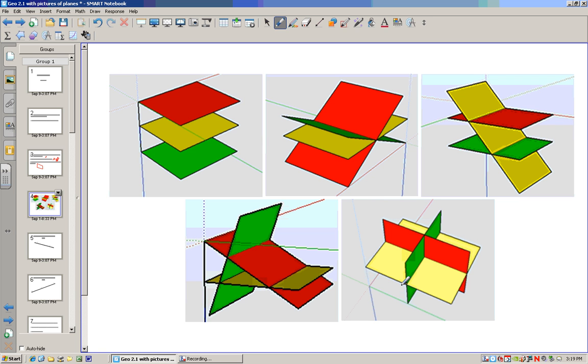Here are some pictures of a plane. We would call these first objects parallel planes because they never intersect each other. Here are some planes that are intersecting at one line. Notice when two planes intersect, they don't intersect at a point. There will be an entire line like this right here that they intersect on.